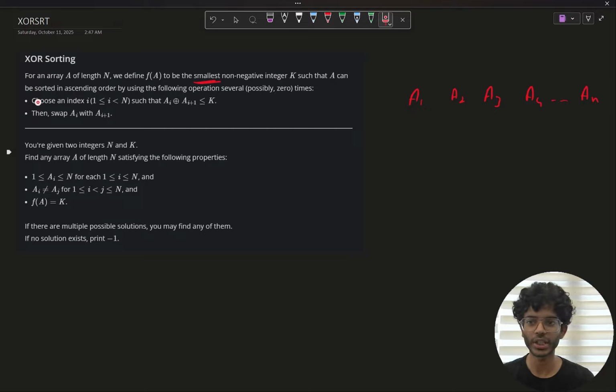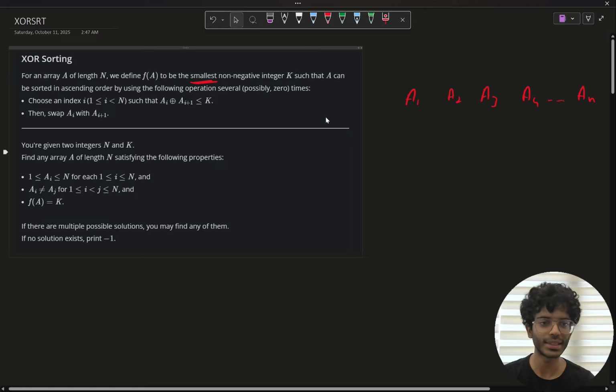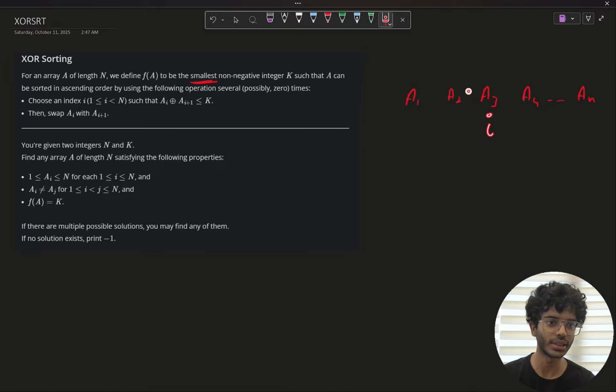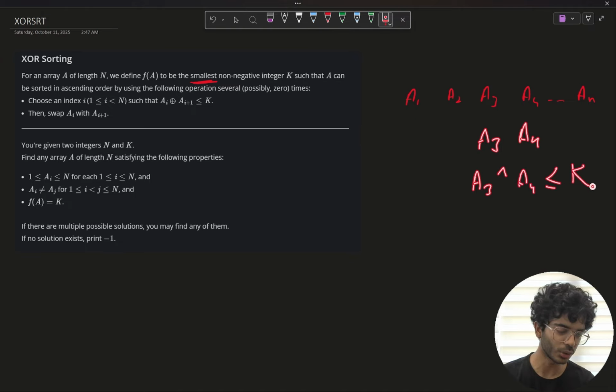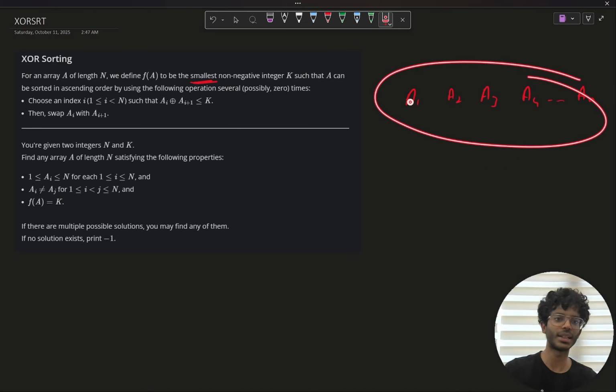In one operation, we can choose an index i and swap A of i with A of i plus 1 if and only if A of i XOR A of i plus 1 is less than or equal to k. So let's say we choose our i to be 3. Then we can swap A of 3 and A of 4 if and only if A of 3 XOR A of 4 is less than or equal to k. And we need to sort the whole array in ascending order.